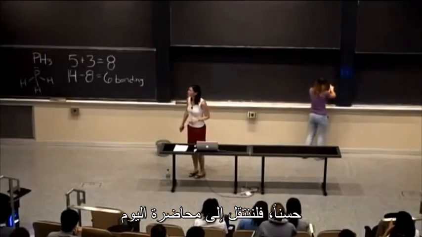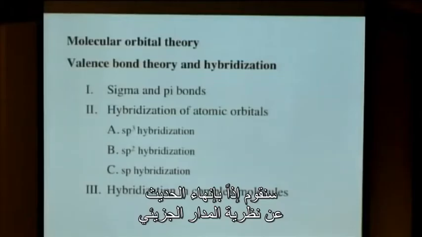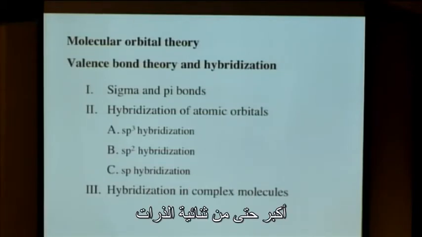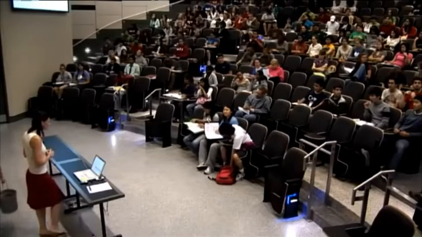All right, so let's switch over to notes for today. So we're going to finish talking about molecular orbital theory, and then we'll switch over to discussing bonding in larger molecules, even larger than diatomic. So we'll move on to talking about valence bond theory and hybridization.